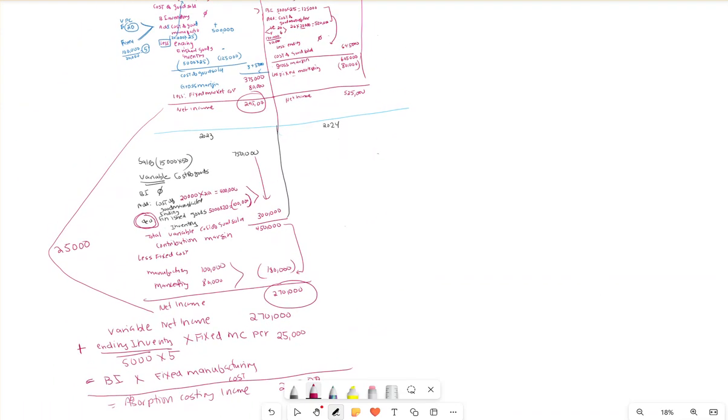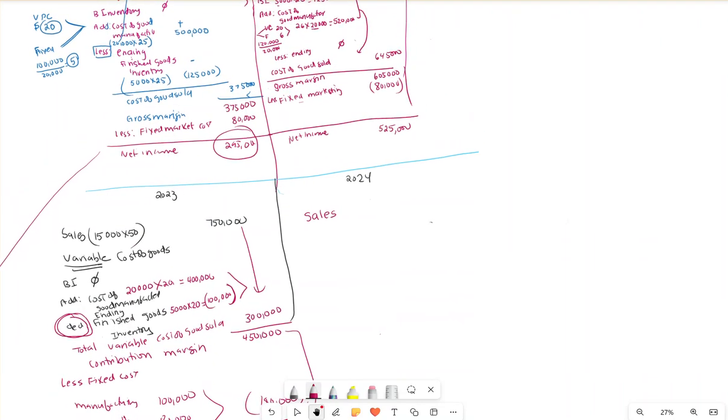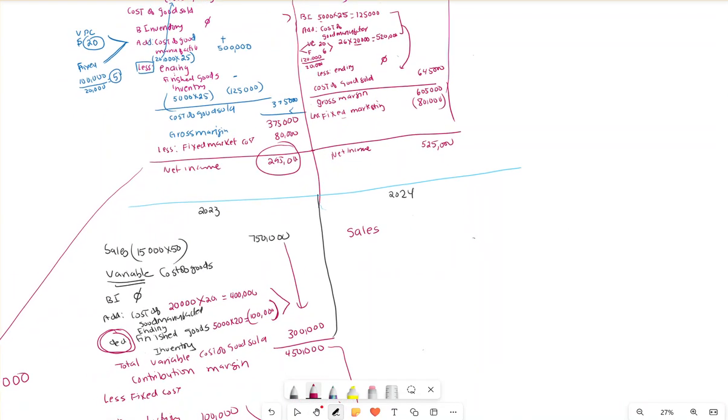So let's look at the next, the 2024 income statement under variable costing, and then we're going to be reconciling it. First, we have the sales. Our sales were 25,000, sorry, 2,500, one extra zero, multiplied by the 50, and that will give me 1,250,000. And we have less, we are going to do the variable cost of goods sold.